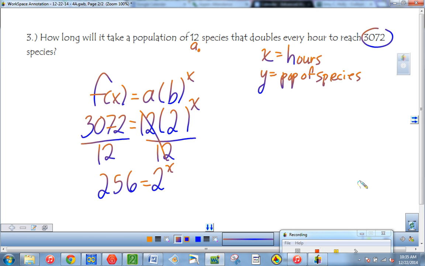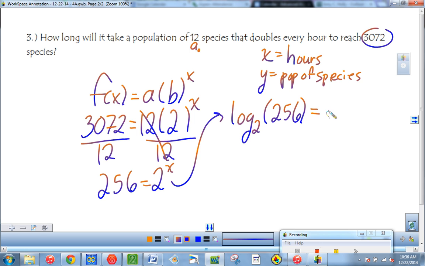That x is stuck there in that exponent, so what do we need to do? Can't take the square root. Make it a log. To take a square root, it would have to be x to the second power. Let's flip-flop. So we've got to turn this into a logarithm. Log base 2 of 256 equals x.